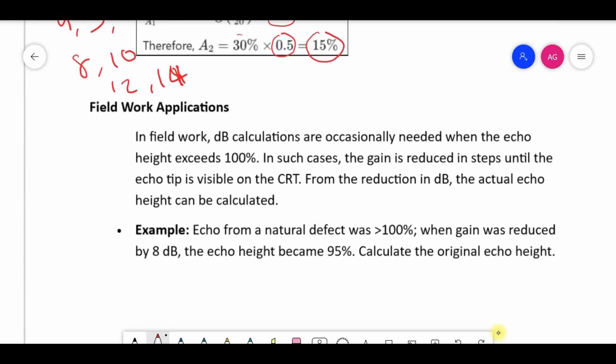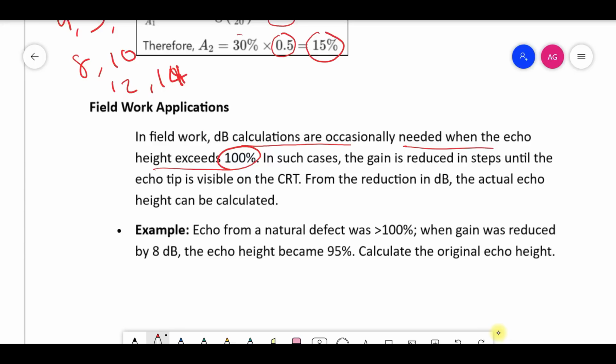So how is this used in field work? I just told you the entire calculation of echo height. In field work, it is needed when the echo height exceeds 100%. If the echo height is more than 100%, then you can use this dB calculation in that case.